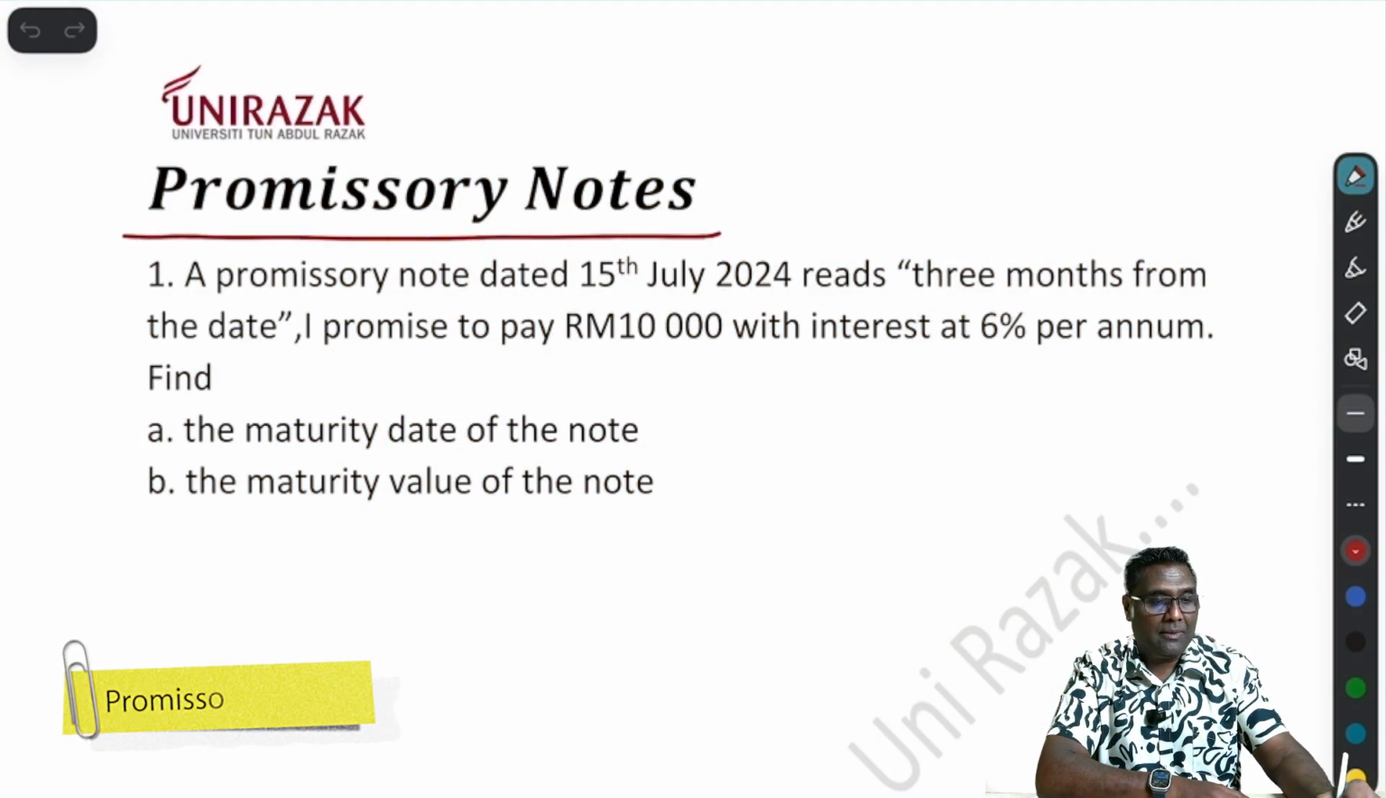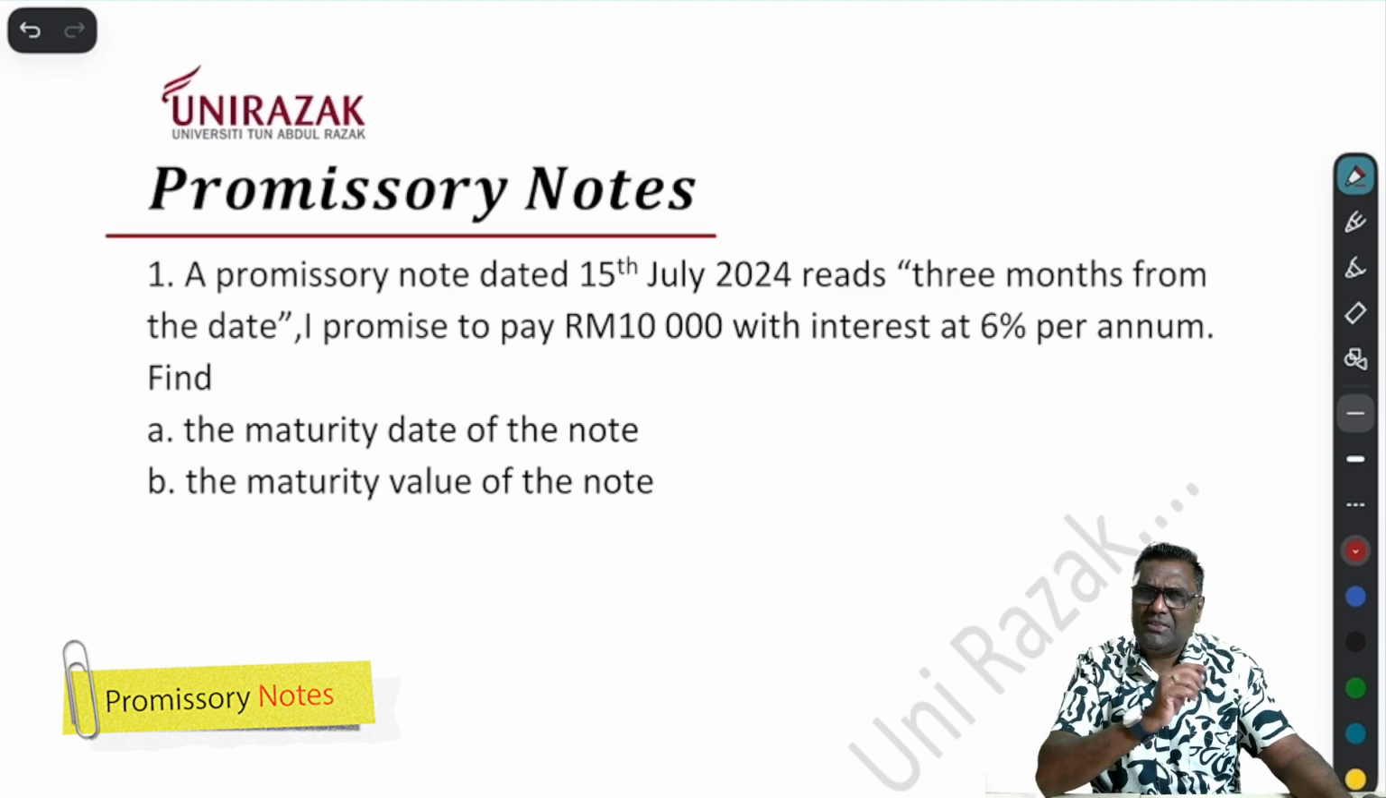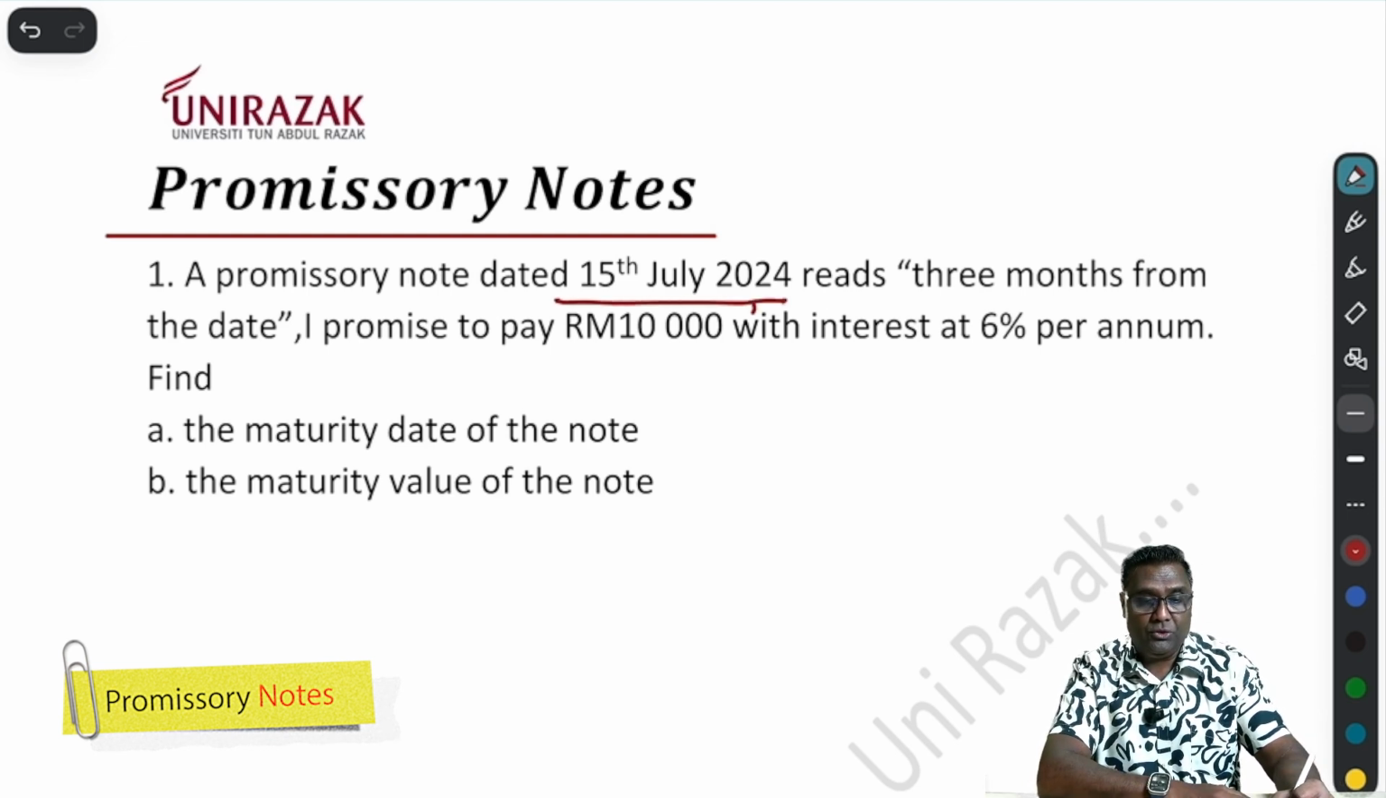Now we are looking at something called a promissory note. What is a promissory note? A promissory note is something given by the borrower to the lender, telling him, "I take the loan on 15 July. I promise to pay you back in 3 months."